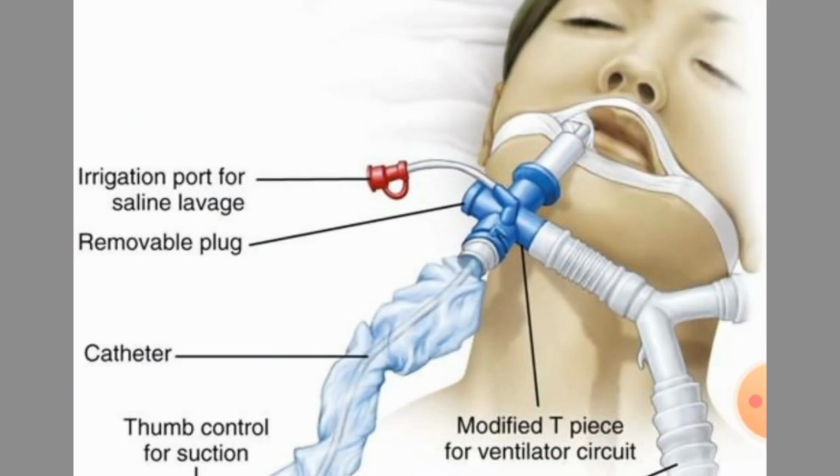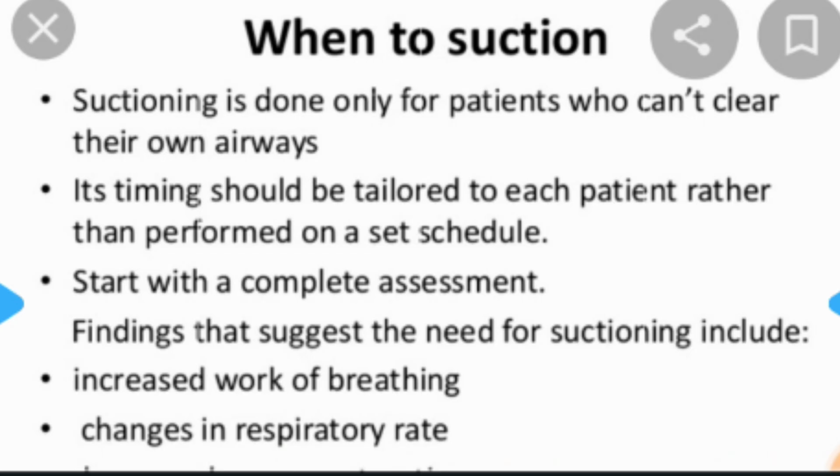So this is a type of the closed suction method. The patient is intubated, that means an endotracheal tube is inserted. That tube is connected to the ventilator, the white two branches. This tube is the ventilator circuit. That circuit is connected to the ventilator machine. Ventilator machine means that machine is giving artificial breathing.